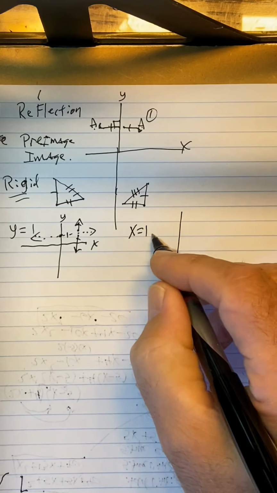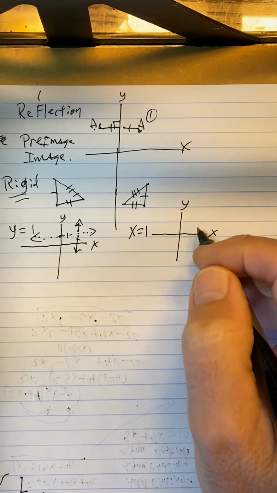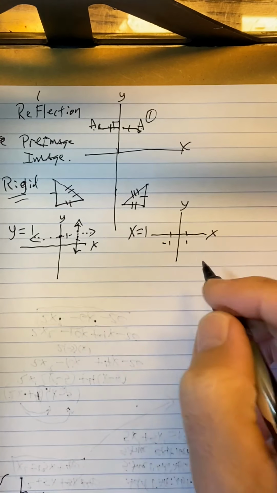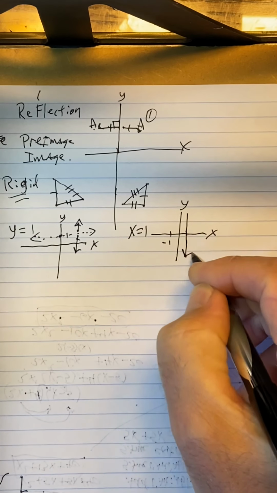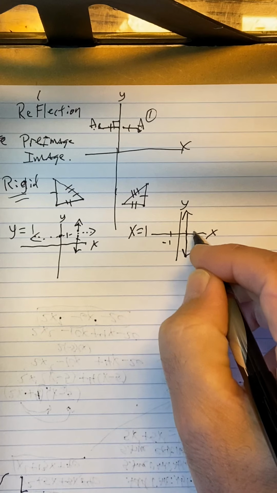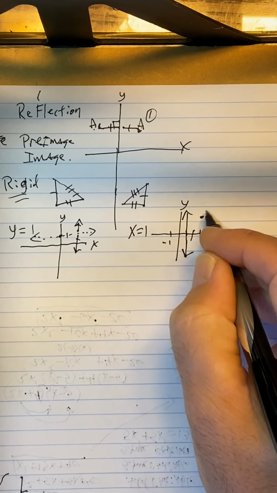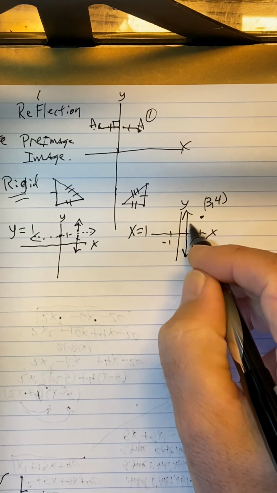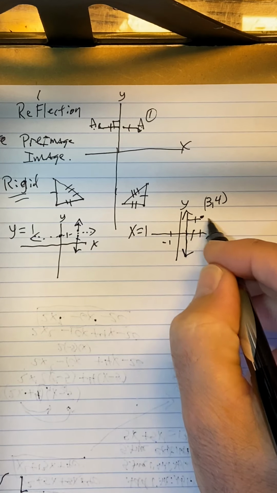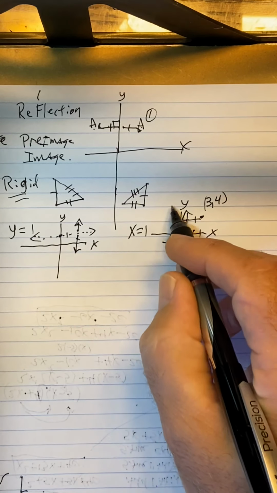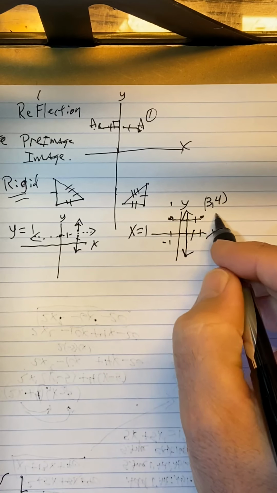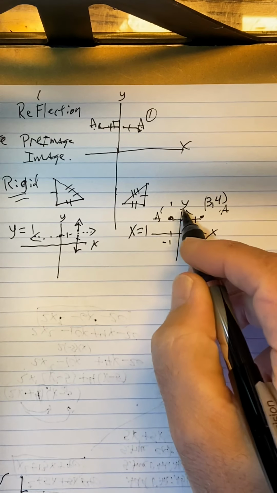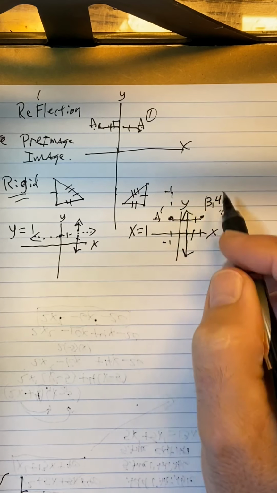Same thing if I say x equals 1. If x equals 1, so here's my xy coordinate plane. Here's x, here's y. And here is 1 for x. Of course, here's negative 1 for x. 1 for x, that means that right here, I've got a line here. So if this is 2 and this is 3, if I got a point here at 3, 4, and I'm reflecting across this line, that's only 2 units. That means 2 units over here. That means my new point of A, this is going to be A prime, and that's going to be at -1, 4.